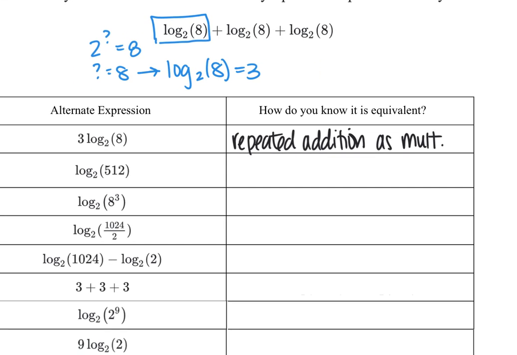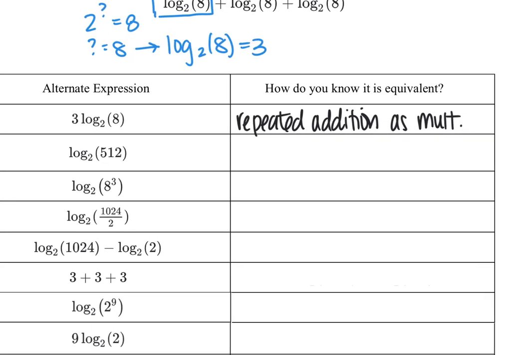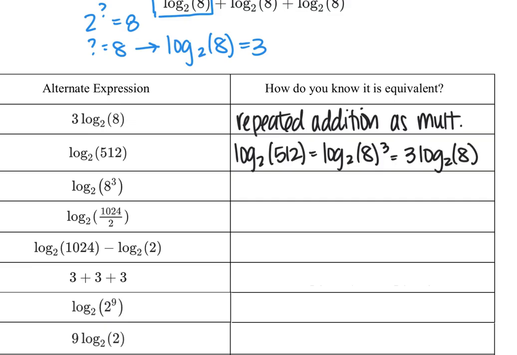Okay. For the second problem, log base 2 of 512. Well, that 512, I've got to figure out what that is. Well, log base 2 of 512 is in fact log base 2 of 8 cubed, which is, just like the problem above, using the power property, log base 2 of 8.